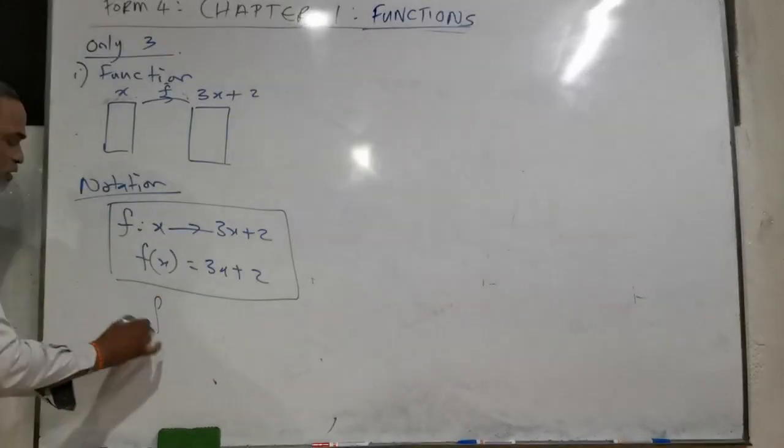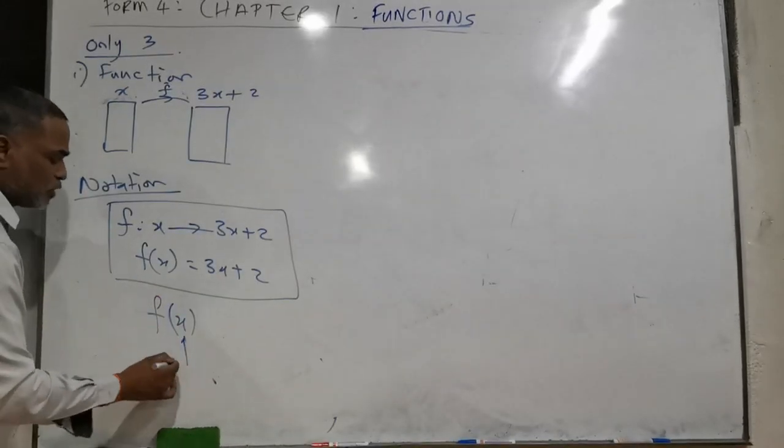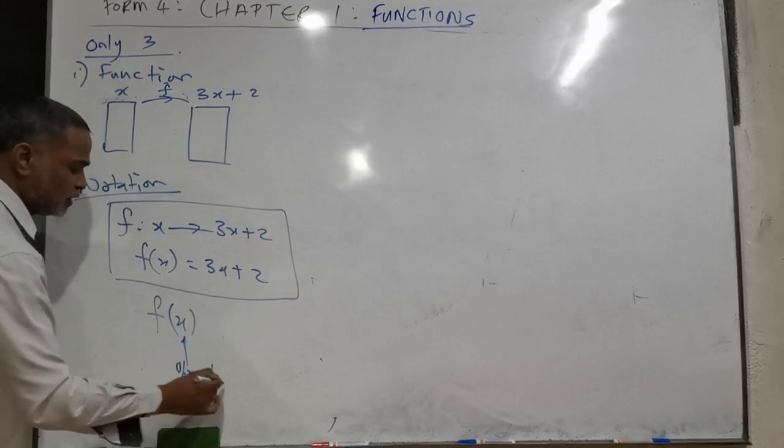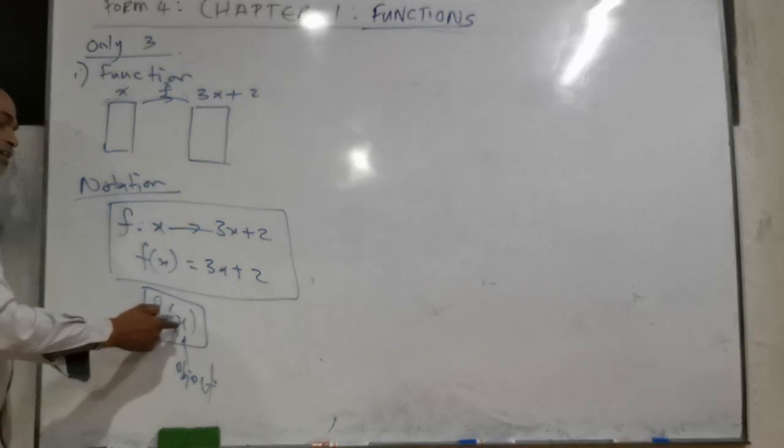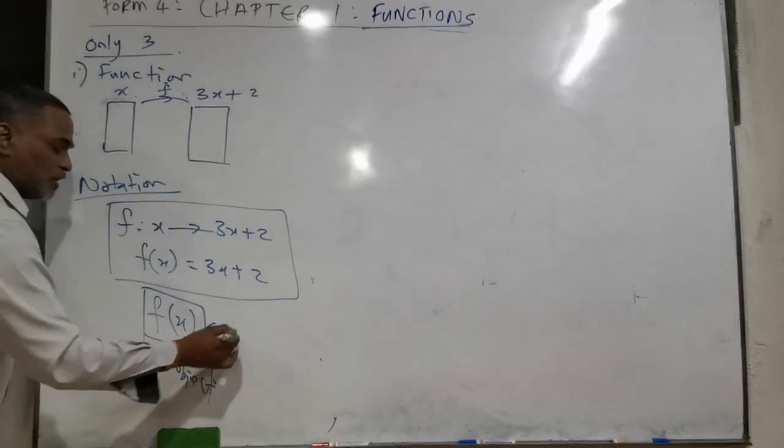Second, what you must understand is that x is called object. A lot of students mix up object and image. So always remember, the one in front of f, that is the object, and the whole thing is called image.